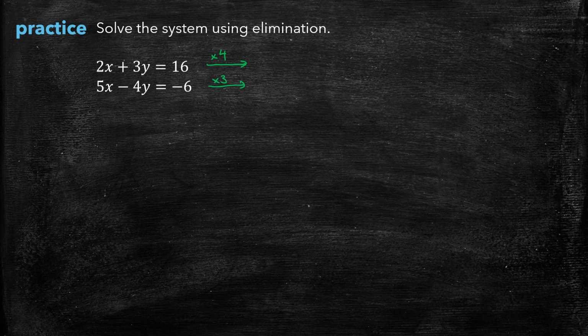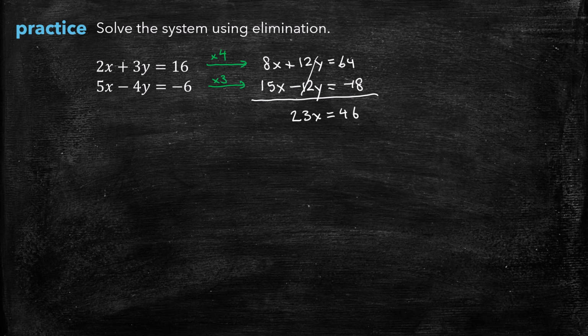So 4 times 2x would be 8x plus 12y, and 4 times 16 is 64. And then if we multiply the second equation by 3 on both sides, that's 15x minus 12y, which is exactly what I wanted, I wanted those to be opposites, equals -18. So now when you add the equations together, these y terms cancel, and you're left with 23x equals 46. And so x comes out to be 2.